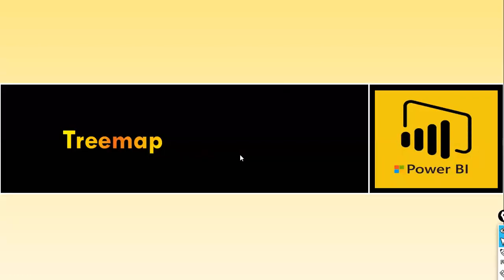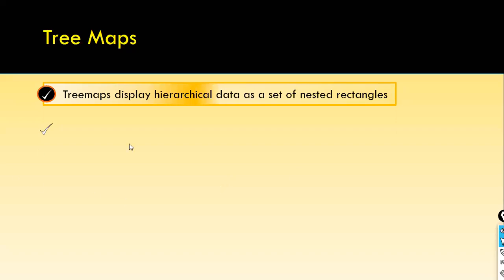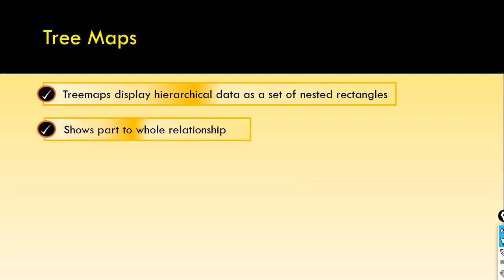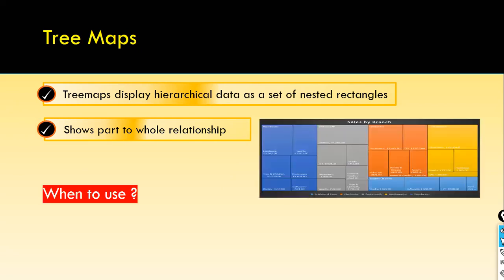What is a tree map? As the name tells, the tree map shows data in a tree-like structure. It's hierarchical. If you want to display hierarchical data, then tree maps are the best fit. And like a pie chart, a tree map is also helpful to find out the part-to-whole relationship.